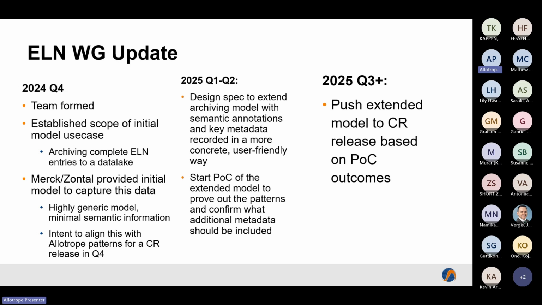It's a very generic model. It's designed to capture it in its completeness, but as a result, it doesn't have a huge amount of semantics. So the intent is to align that model with Allotrope patterns, bring those terms into the ontology, make sure all the patterns apply, and then release that for candidate rec in Q4. Happy, Vinny?